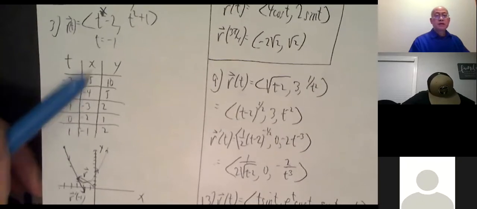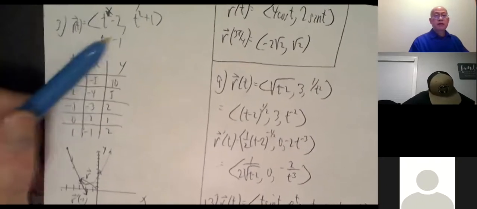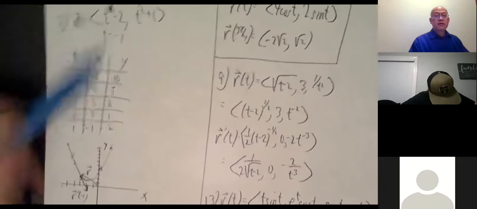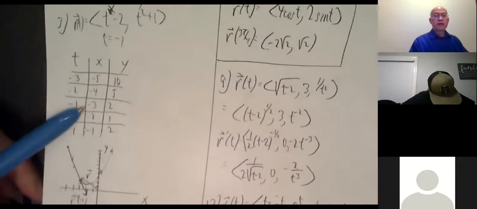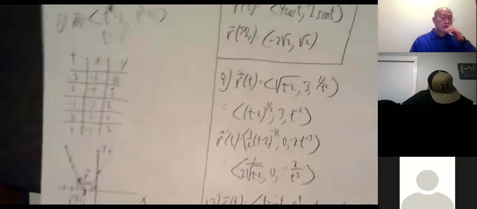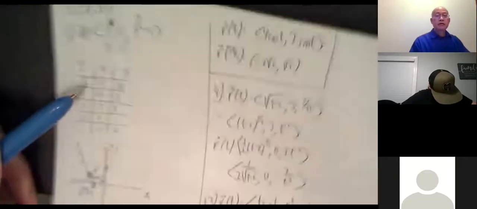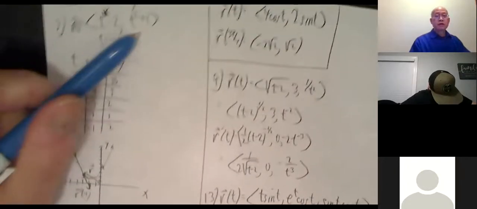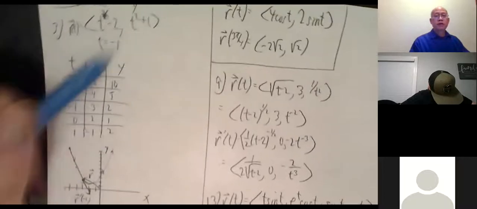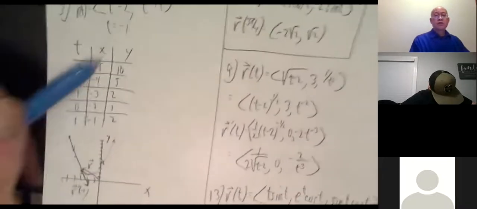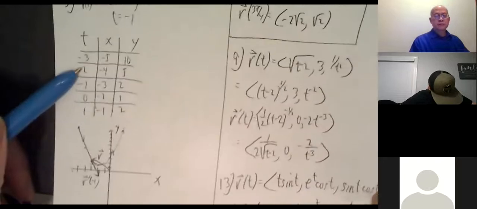Okay, so negative 3 minus 2, negative 2 minus 2, and so on. So negative 5, negative 4, negative 3, negative 2, negative 1. Just plug them in. Plug into here for Y. Negative 3 squared plus 1 is 10, negative 2 squared plus 1 is 5, and so on. Plug in 1, you get 2.